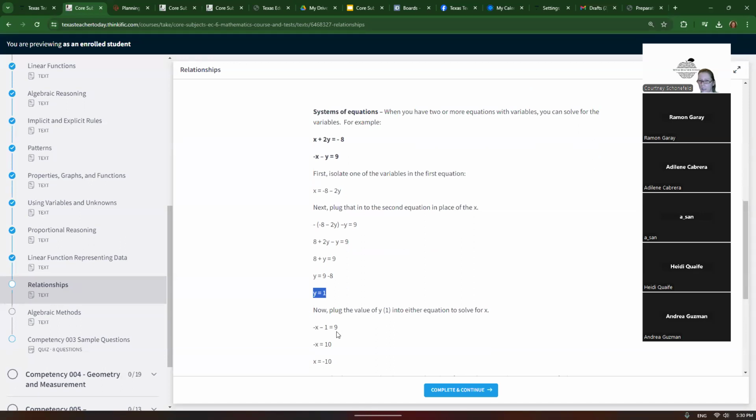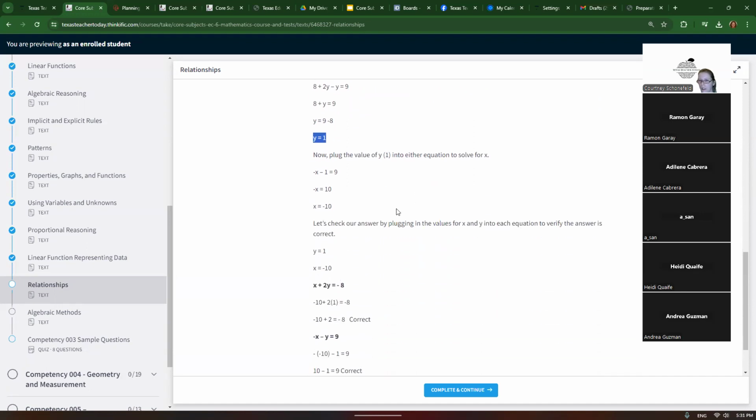Negative x minus 1 equals 9. Negative x equals 10. All we have to do to know what x is just change the sign because we're not looking for negative x. We're looking for positive x. Multiply by a negative on each side. X equals -10. Now we check our answer by plugging in the values of x and y into each equation.